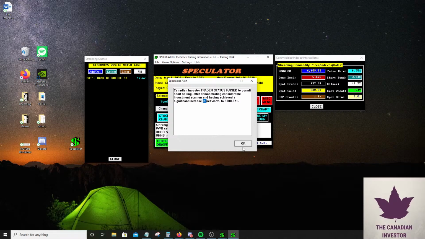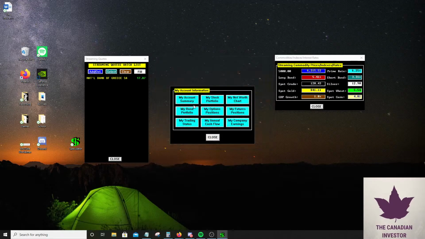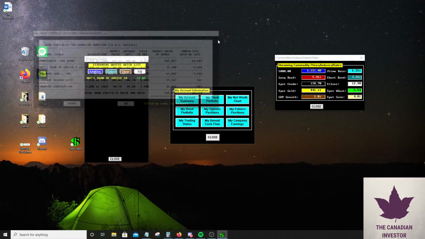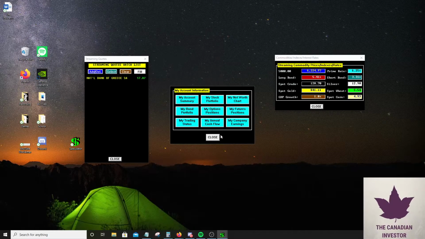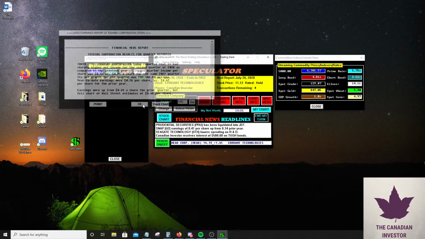So now we're allowed to short sell, which is great. But I have no intention of short selling, at least at the moment. Government long bonds, we're at 64,000. Do we have any liquidity? No, we don't. We just have a bit of cash left. Interesting.